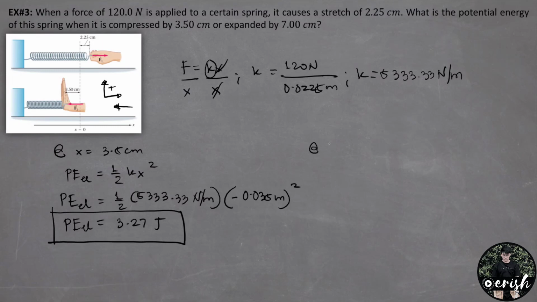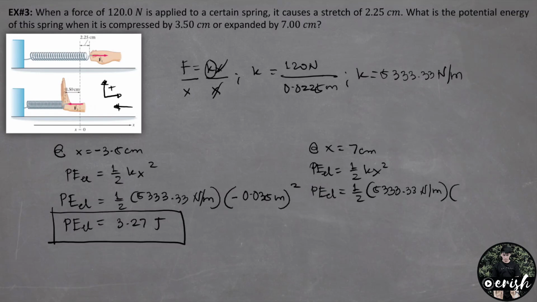At this stretch naman, 7 centimeters. So this is positive na. Ito kanina is negative. Elastic potential energy is equal to, again, 1/2 k x squared. Substituting the values, elastic potential energy is equal to 1/2. Ang k natin is the same, 5,333.33 Newton per meter times the x na 0.07 meters quantity squared. By calculating, the elastic potential energy here is equal to 13.07 joules.